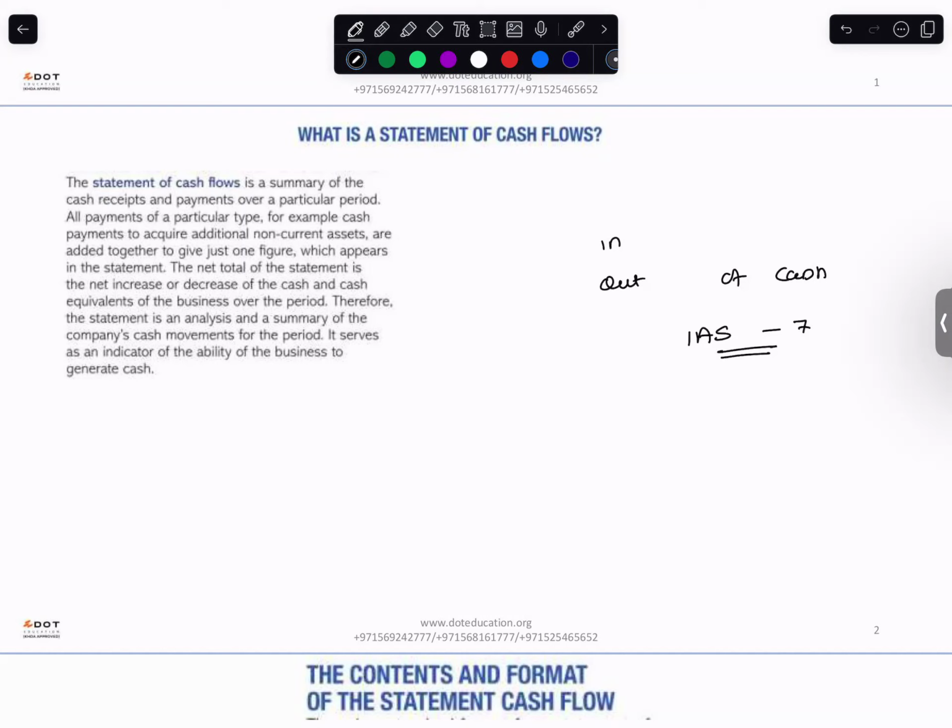So the statement of cash flow deals with the in and out of cash. When I want the company's cash movement, I want to know: am I able to generate cash or am I spending more cash? So there is no liquidity problem in my company. In this case, we divide our cash flow into three parts. What three parts are we divided into?